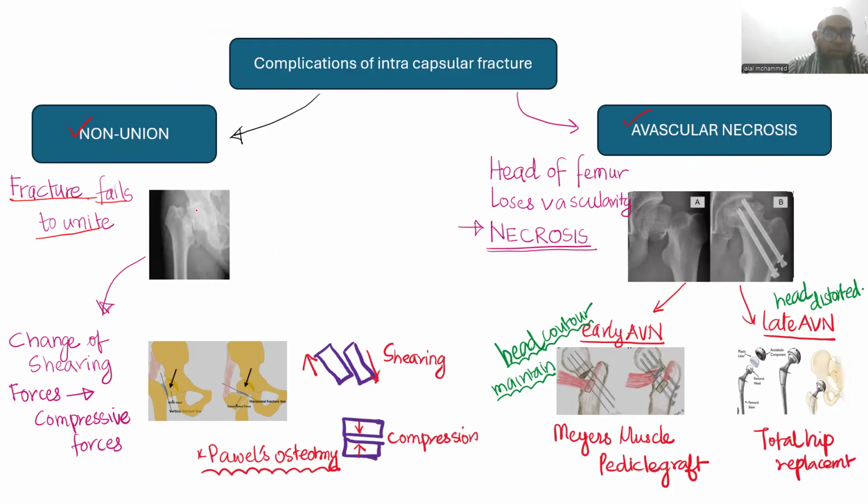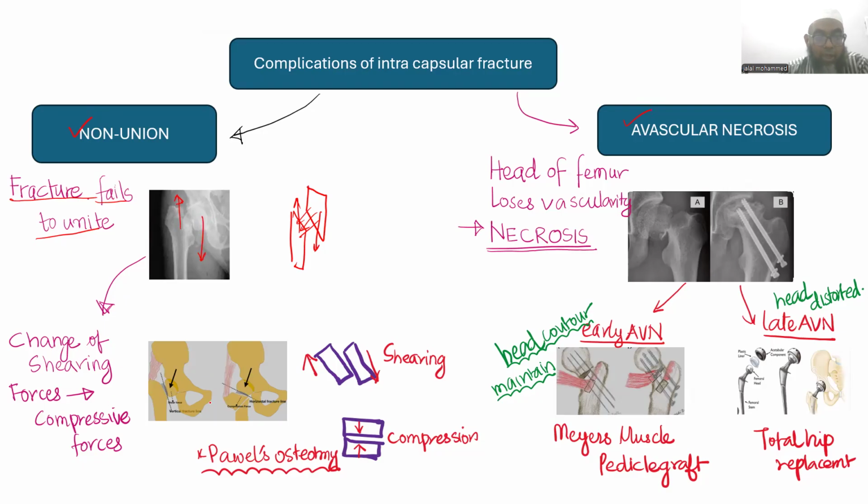Most of the time it happens due to the shearing forces. This is going this way, this is going this way. So it won't allow the fracture to come together. So this is what is happening here. This is going down, this is going up. So this is non-union. So what we need to do is change the shearing forces into compressive forces.